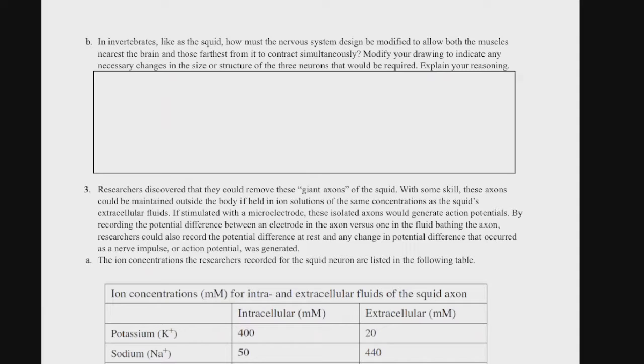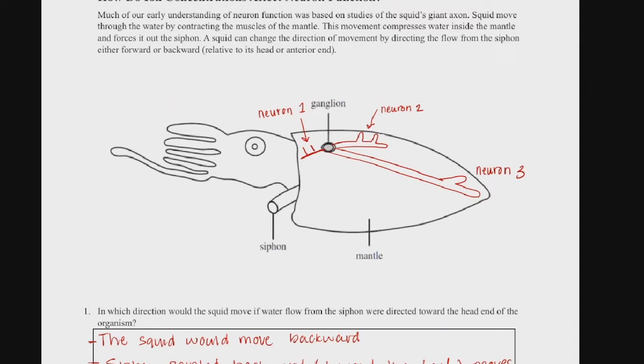So in invertebrates, such as the squid, how must the nervous system design be modified to allow both the muscles nearest the brain and those farthest from it to contract simultaneously? Modify your drawing to indicate any necessary changes in the size or structure of the 3 neurons that would be required, and explain your reasoning. I already drew the neurons according to the size for this specific answer, so we don't need to go back and change anything. That first neuron, as we saw, was pretty small. The second neuron was thicker, but it also was shorter than neuron 3, which is the thickest and longest.